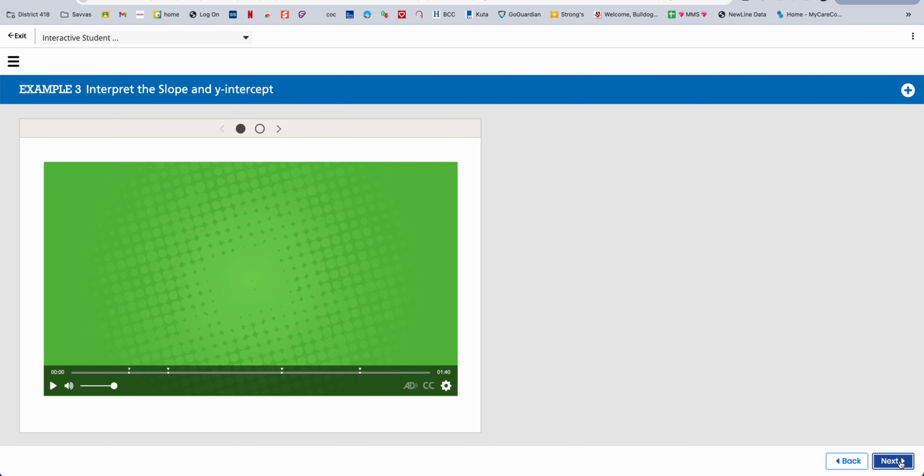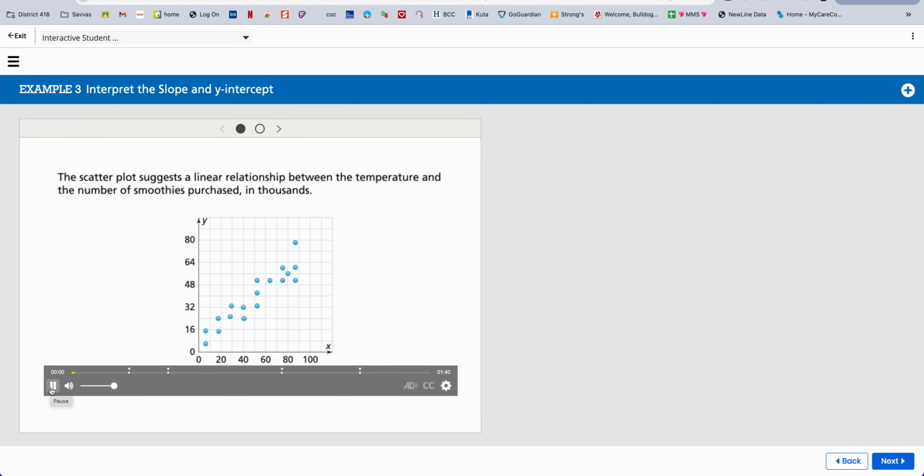I like this example too. This one's not too bad. Finding the y-intercept and the slope is pretty simple on this one. The scatter plot suggests a linear relationship between two variables, the temperature and the number of smoothies purchased in thousands.